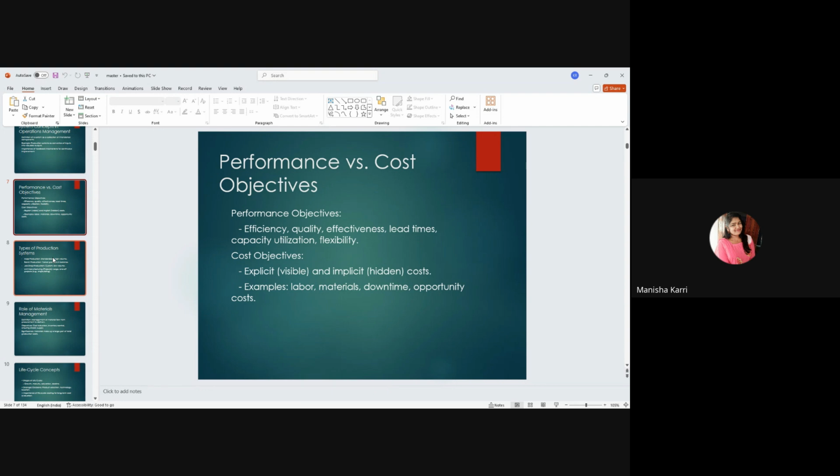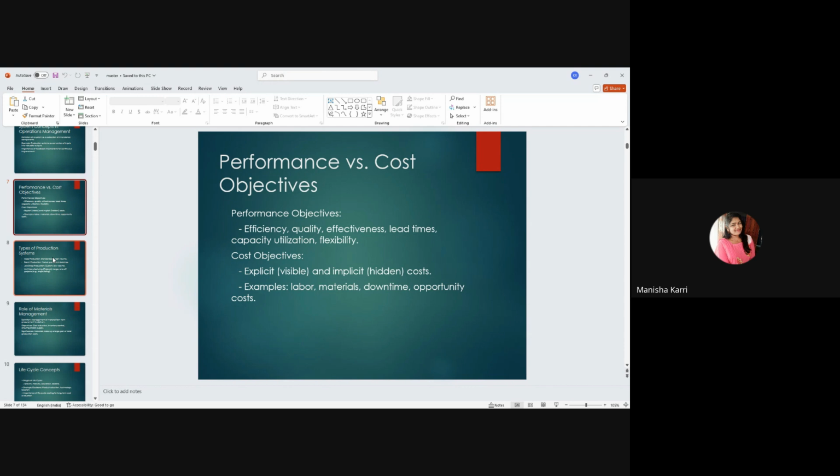Coming to cost objectives. Cost objectives means explicit costs, meaning visible costs like labor, material, downtime. All these are the visible costs. Labor means wages paid to the employees. Materials, the cost of raw materials needed for production. Downtime means the costs incurred when the machines or processes are not operating.